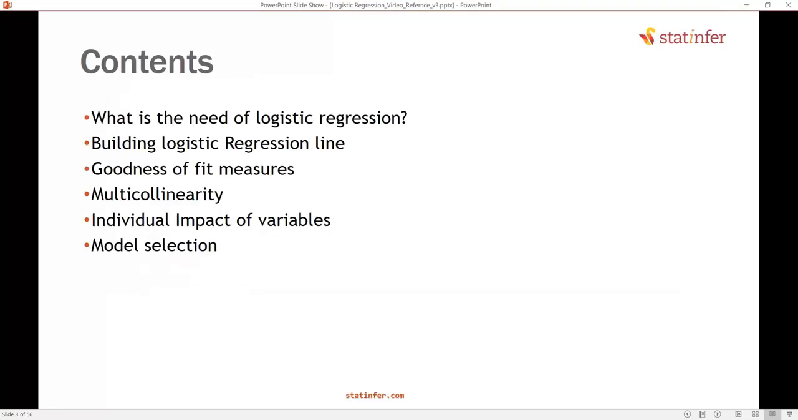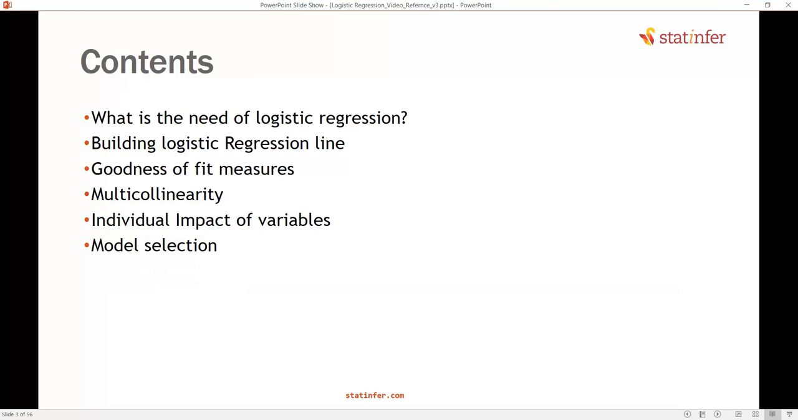In this particular session we are going to discuss what is the need of logistic regression if there is already linear regression available, and how do we build a logistic regression line. What are some of the goodness of fit measures? Once we build the regression line, how do we make sure that the line we just built is the best fit for our data? And then, what is multicollinearity, how is it treated inside logistic regression, and what is the difference between multicollinearity in linear regression and in logistic regression?